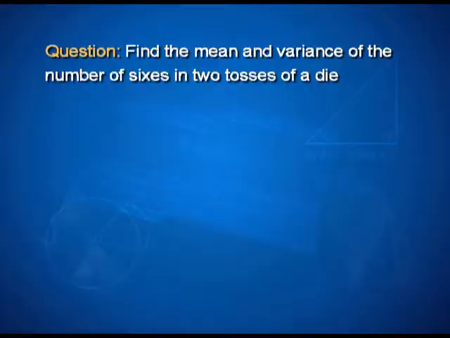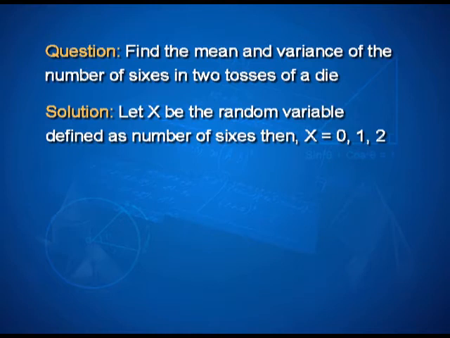Here's a question for you to follow along with, so that these definitions and formulas make more sense. The problem states: find the mean and variance of the number of sixes in two tosses of a die. So, here we are talking about the mean and variance of a random variable. First, let us define what the random variable is. Let x be the random variable defined as the number of sixes.